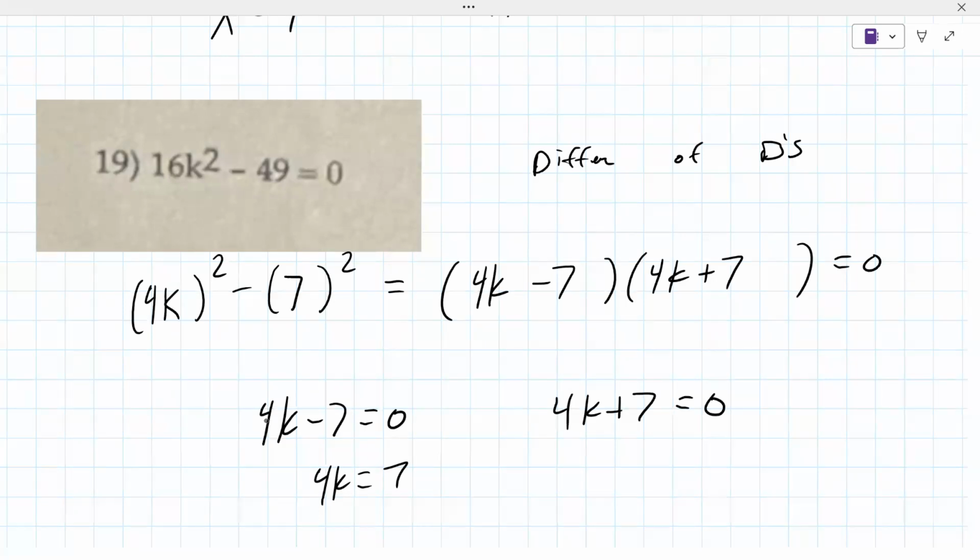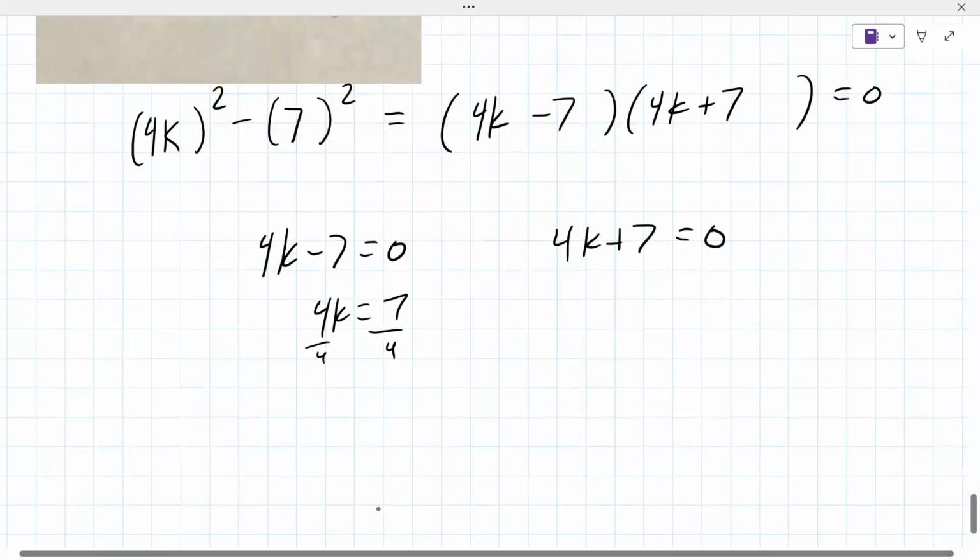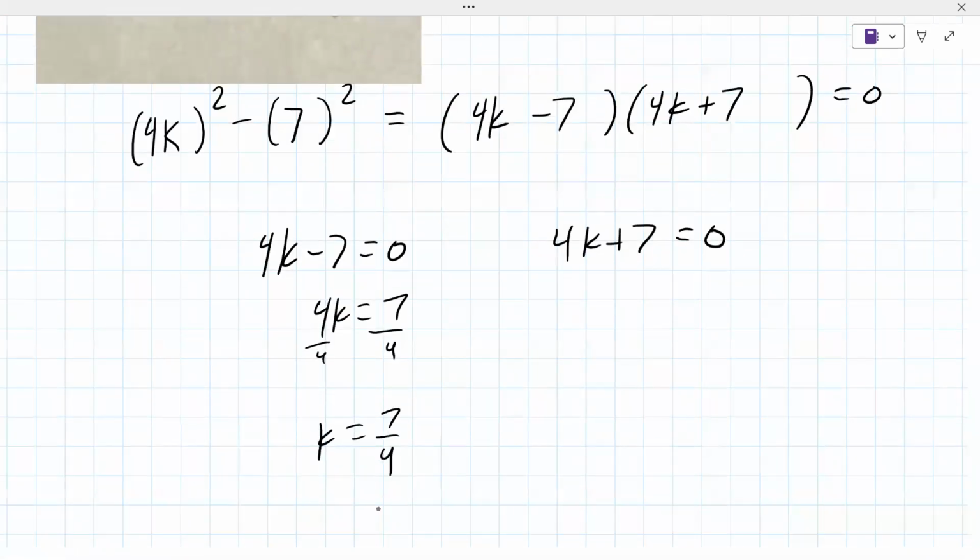How do you undo multiplication by 4? Divide. Okay. So what does k become? Wouldn't it stay like that since they can go into each other? Yep. You can just write 7 over 4. That works for me.